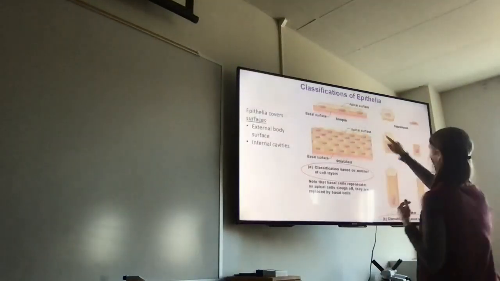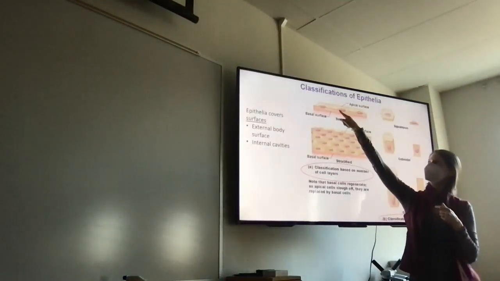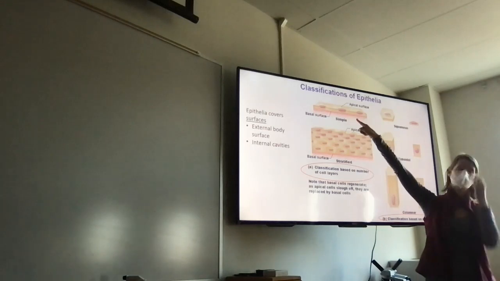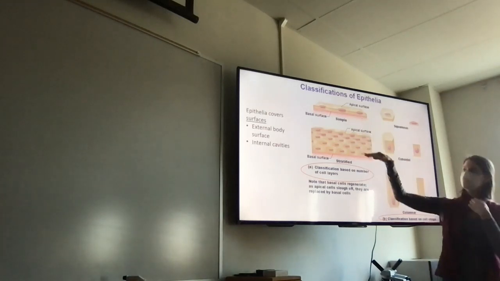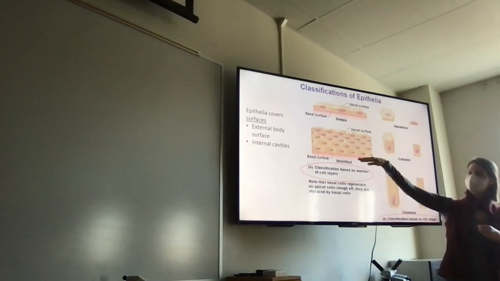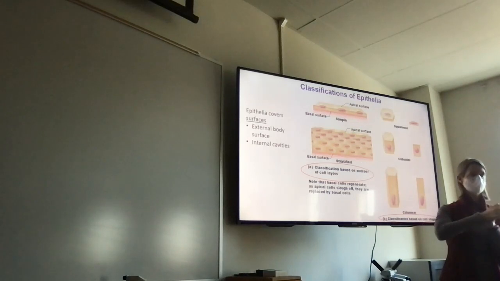So if we look up here, this is just one layer of cells. This is many layers of cells. And this basal surface that's noted here is that basement membrane. So the lowest layer, even if it's just one, is attached to that basement membrane. So it's all attached to something on the bottom.